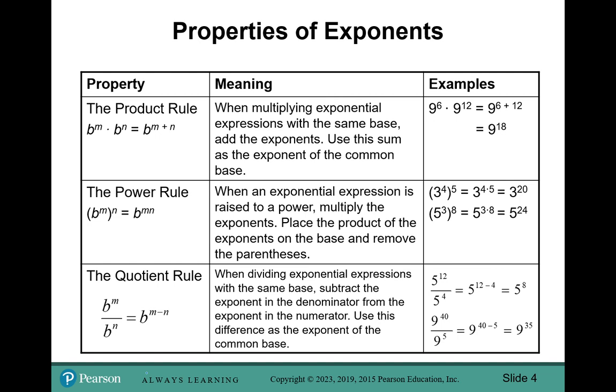So here if I had 5 to the 12th divided by 5 to the 4th, I would have 5 to the 12 minus 4. 12 minus 4 is 8. So my common base 5 here would be raised to the 8th in the simplest form. Or if I had 9 raised to the 40th power over 9 raised to the 5th power, that would simplify to 9 raised to the 40 minus 5, which is 9 raised to the 35th.